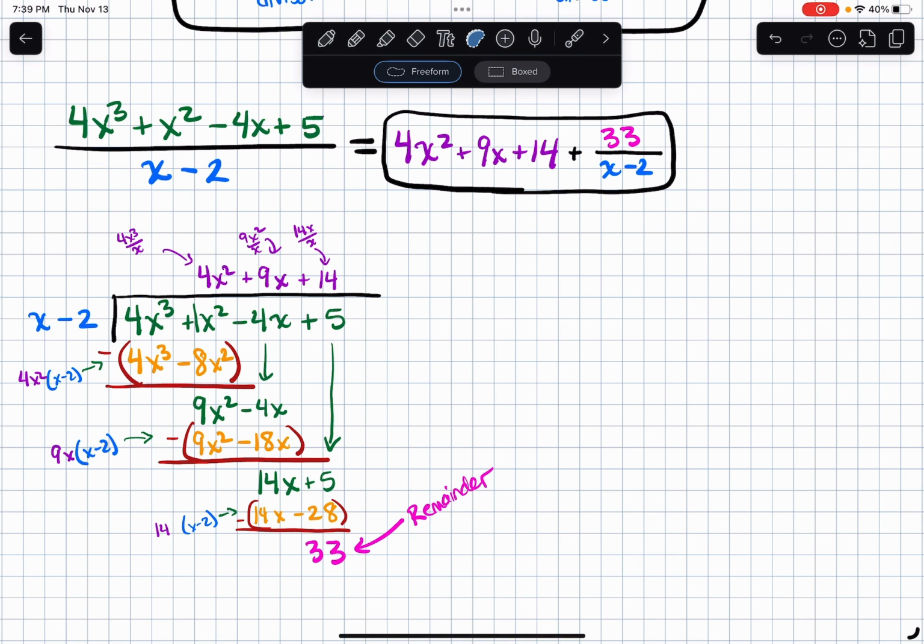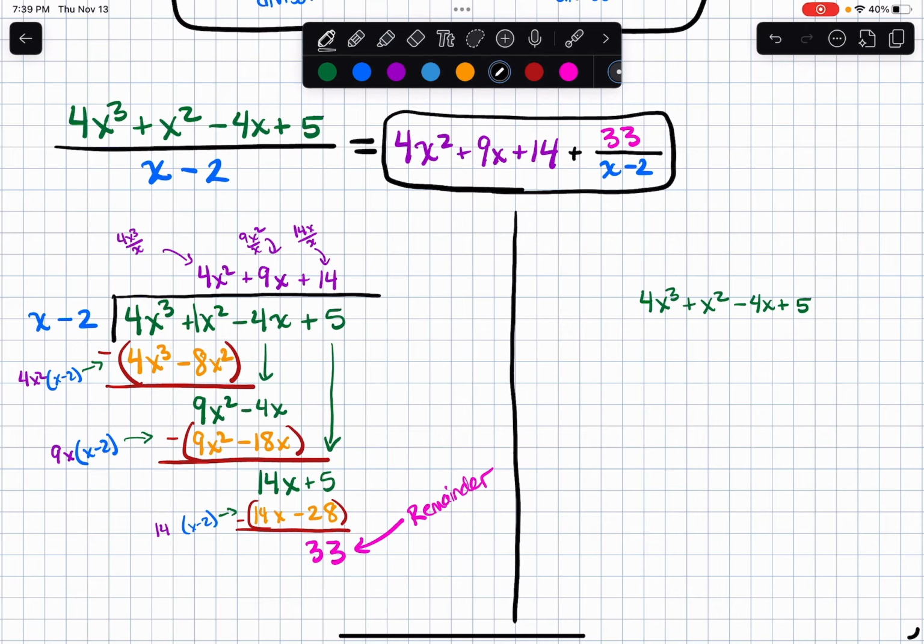The other way you can visualize this to get the same response is you can organize it in a grid. So what I'm going to do is just take my dividend here, copy it over, then divide. Here's my second method.